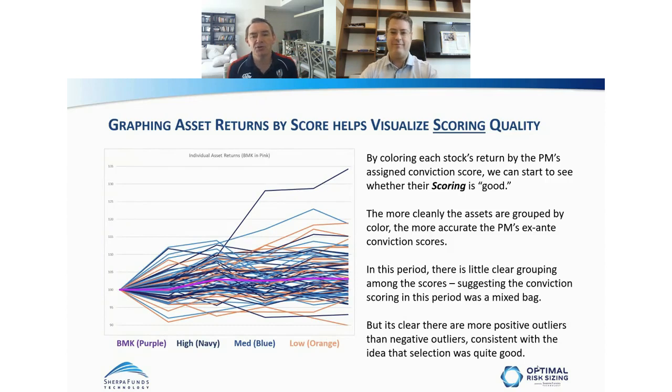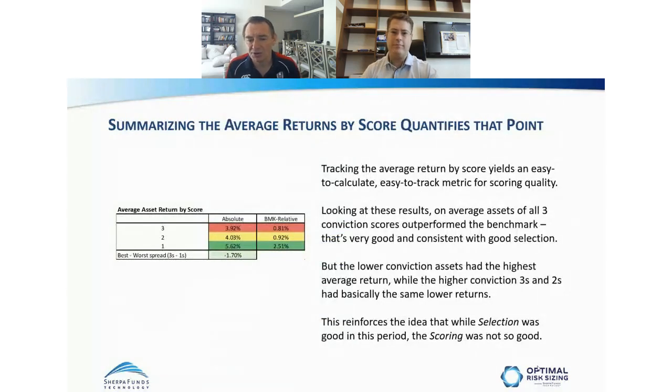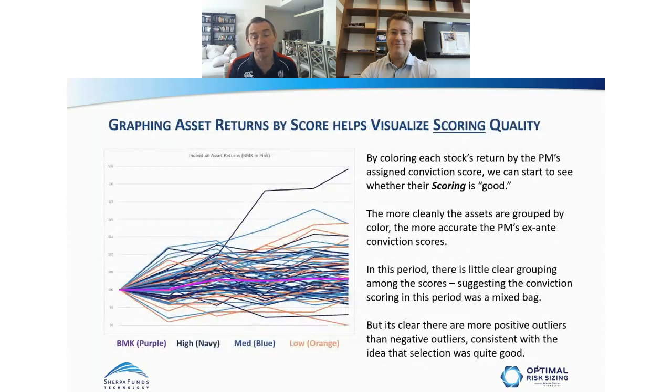And if there was clear differentiation in the sort of pattern of the lines, so the dark blues all outperform the medium blues, or kind of broadly outperform the medium blues, which broadly outperform the oranges, then you'd be able to say, not only is there value in his selection, but actually his scoring also has value. In this case, though, that's not happened, right? We can see that the lines were all sort of jumbled up.